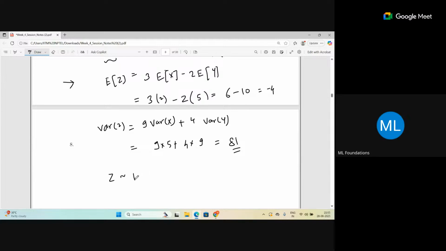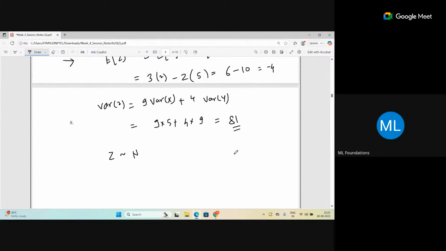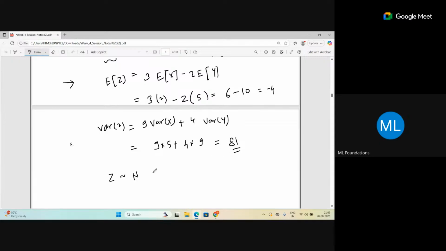Z is going to be normally distributed because it's a linear combination of two normals, right? When it is a linear combination of two normals, the distribution you will find out will also be a normal distribution, but the mean should be translated. So the mean is going to be -4, and the variance is going to be 81 here.